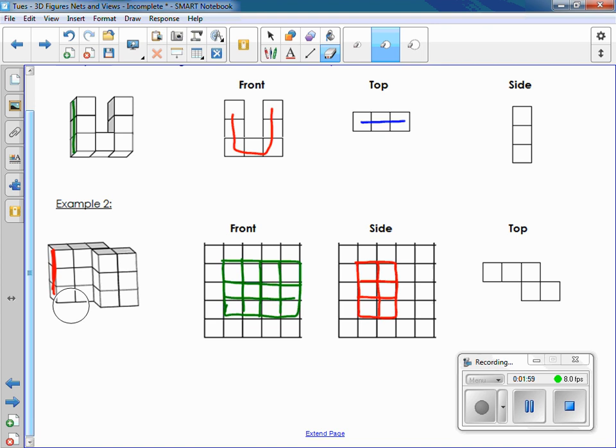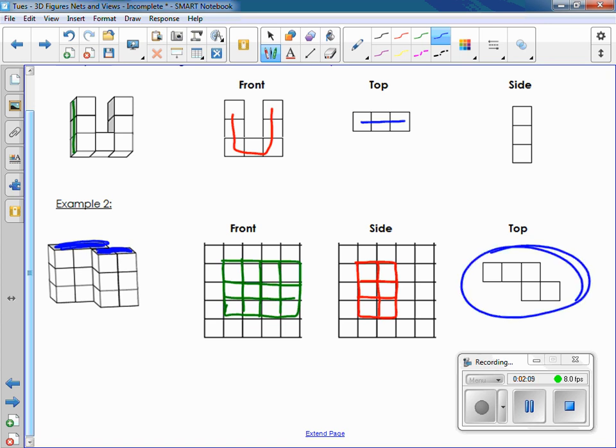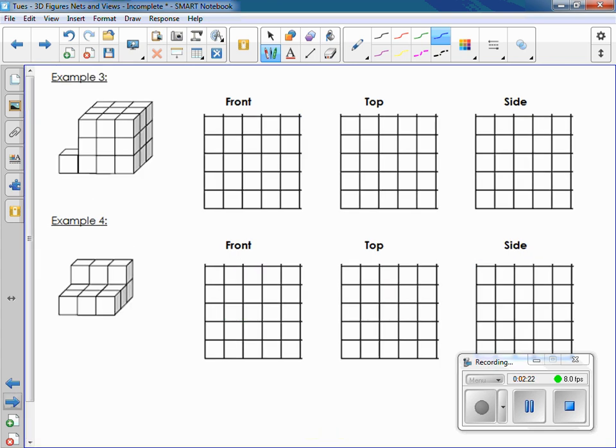Then on the top view, we would see 3 blocks, and then there would be 1 overlapping with 2 blocks. So we would see this right here. Okay? And whenever you're taking the top view, make sure that you're always rotating it directly towards you so that you get the correct orientation on those views.